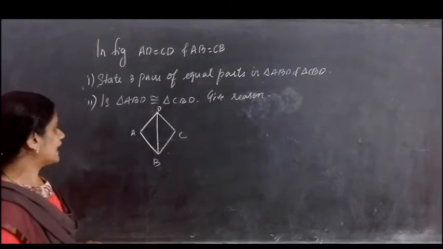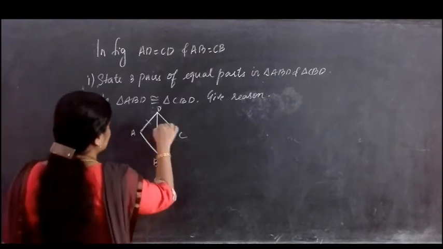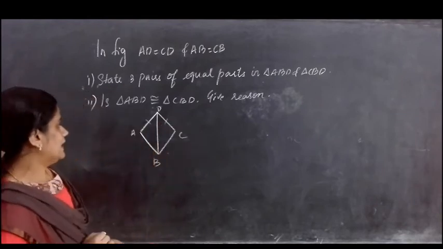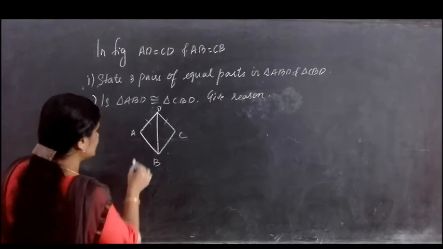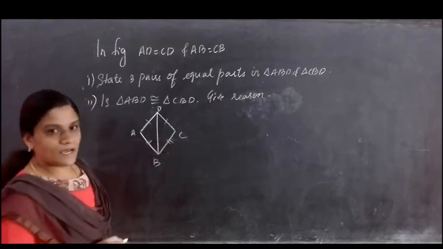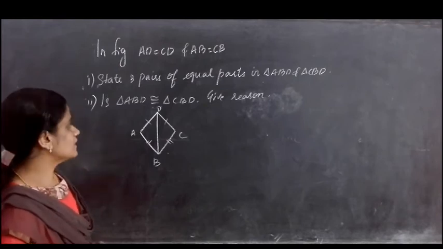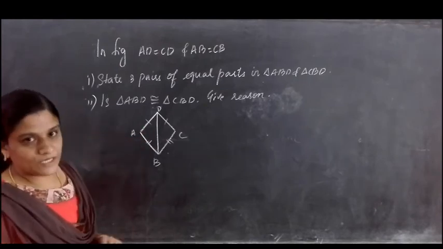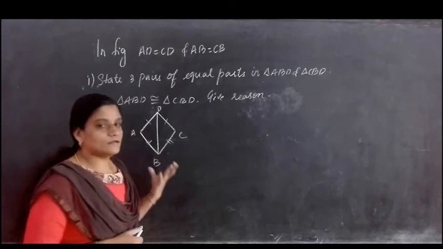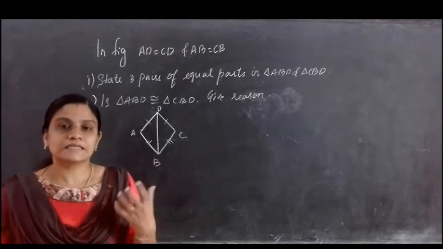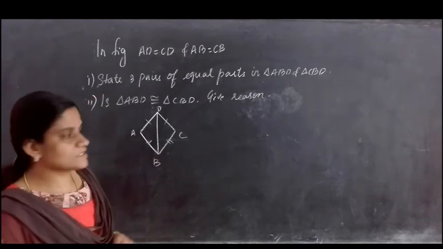In the figure, AD is equal to CD. So AD and CD are equal. AB equal to CB. AB and CB are equal. State three pairs of equal parts in triangle ABD and triangle CBD. So in this triangle, we have to write three pairs of equal parts. Okay, students, so we will try.